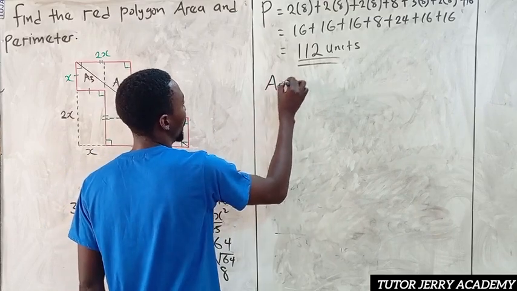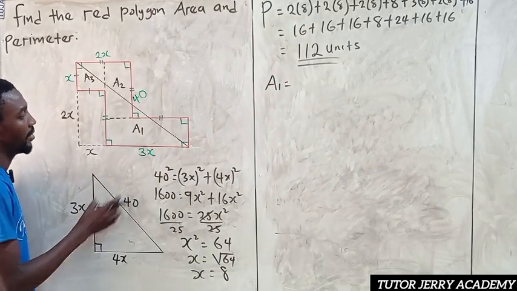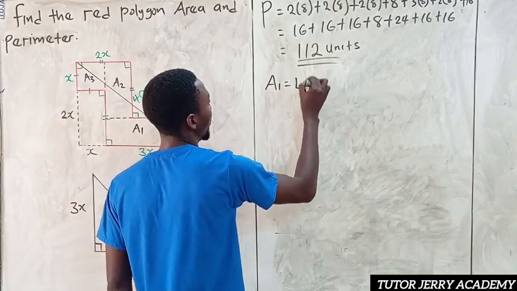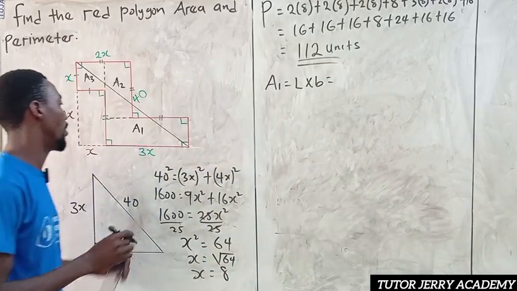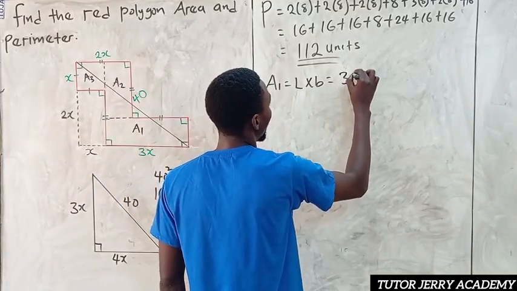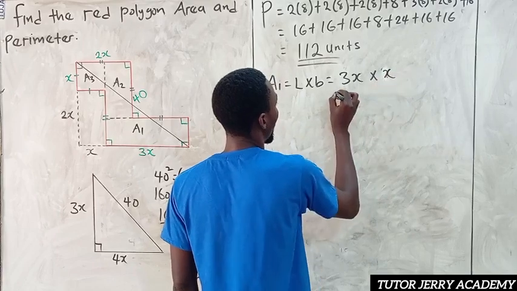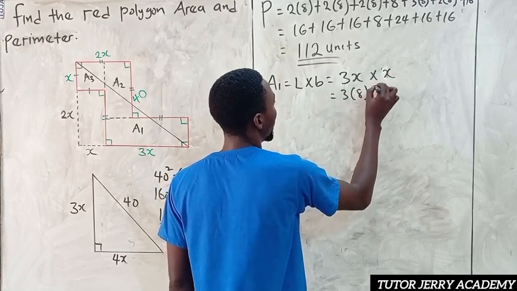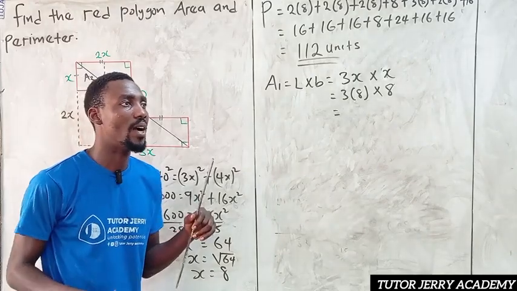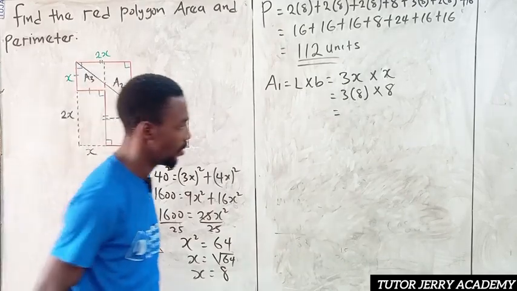So A1 is nothing but a rectangle. That is length times breadth, which is equal to 3s multiplied by s. Sorry, x. So we are going to have this to be 3 into 8 multiplied by 8. So if you do the math, that is 24 times 8, I'm going to have this to be 192. All right.